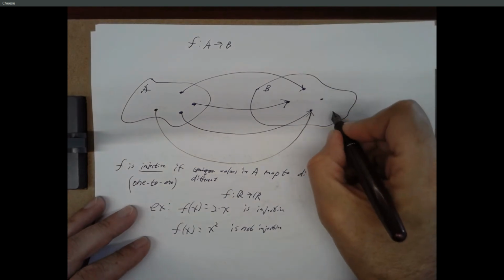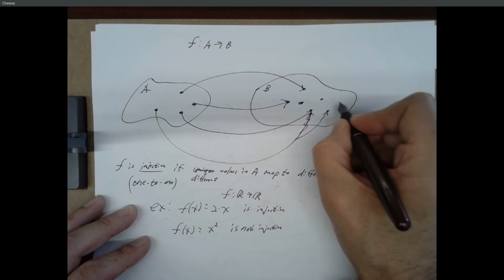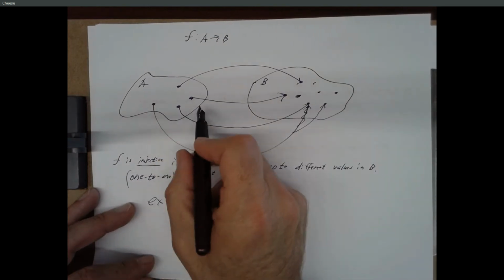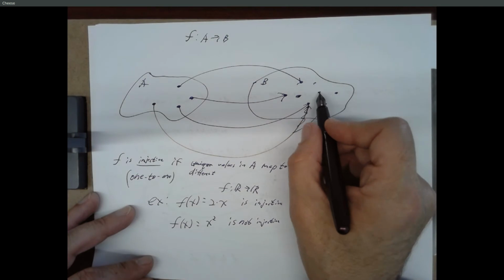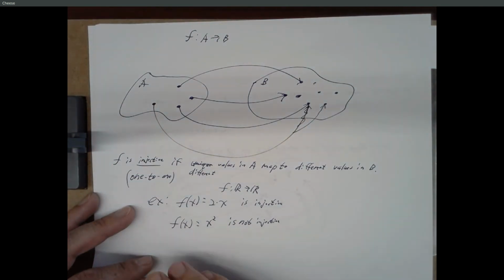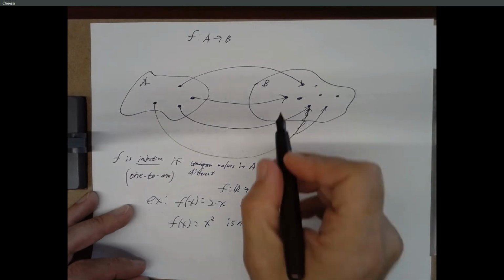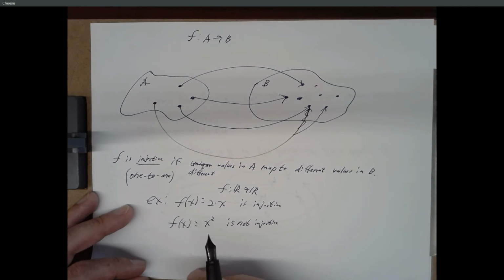So let me flip back to our injective map. Suppose we have other points in B like this, and suppose this one doesn't point to that one. This is an injective function, right? Because different points are mapping to different points over here in B. The fact that some of these points aren't mapped to has nothing to do with injectiveness. Every point has at most one arrow. One arrow, 0, 0, 0, 0, 0, 1, 1. That's injective.